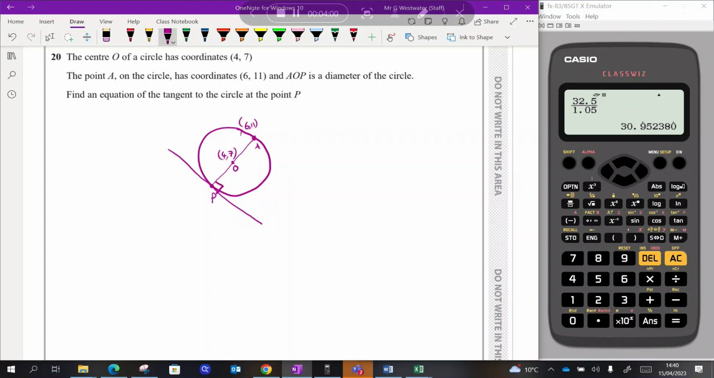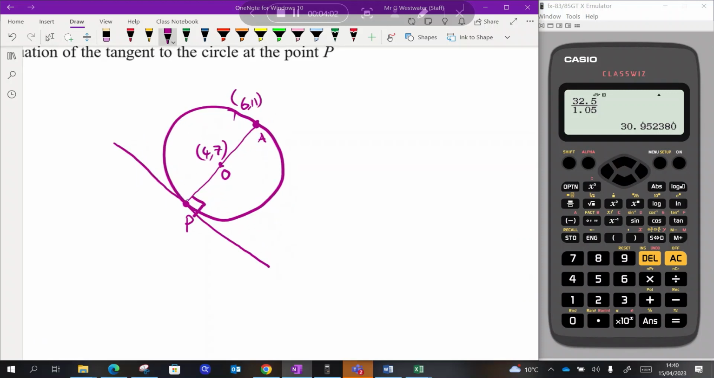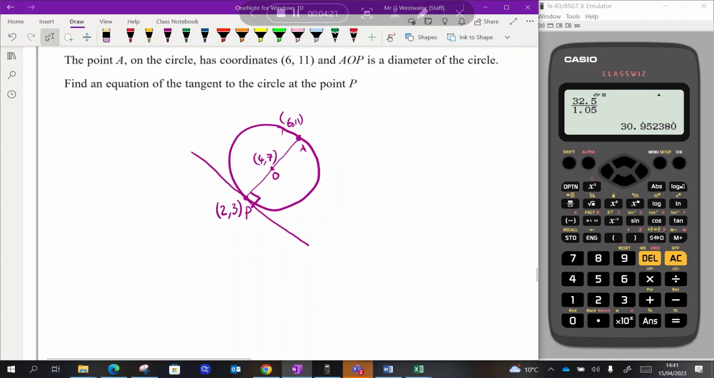So I'm just going to use sort of basic maths to work out what the coordinate of P is. To get from O to A, I go 2 to the right, so I must go 2 to the left to go to P, so this is at 2. And I've gone from 7 to 11, so I've gone up 3. Sorry, no, I've gone up 4, so I need to go down 4. So P has coordinates 2, 3.